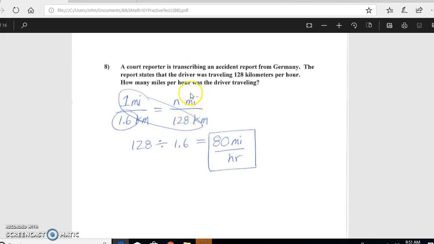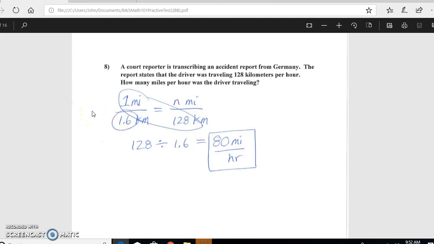And so on the right-hand side of the proportion, we are given 128 kilometers. We're going to put that on the bottom because we have kilometers on the bottom over here. And then we are going to solve for the number of miles, which is on the top. And we need to set up the proportion in this way with the miles on the top on both sides, the kilometers on the bottom on both sides.